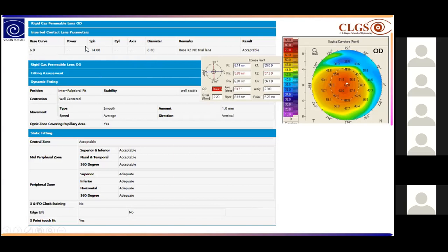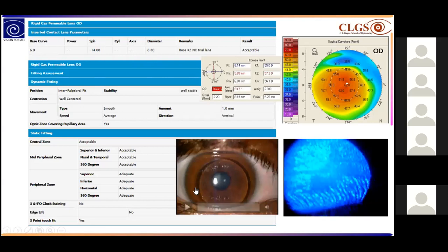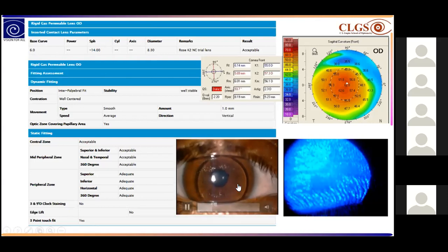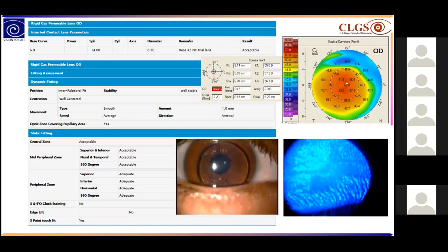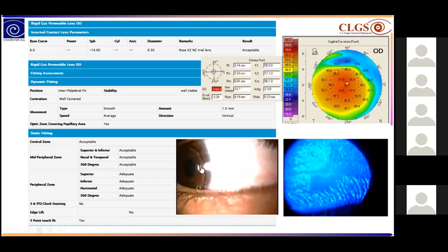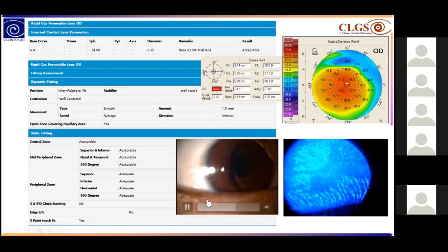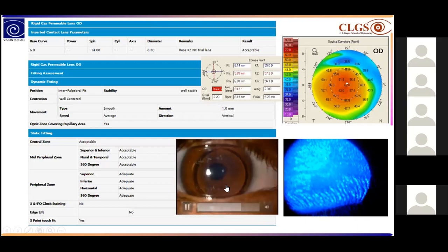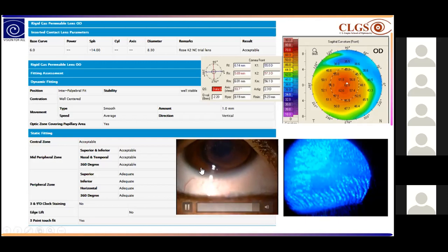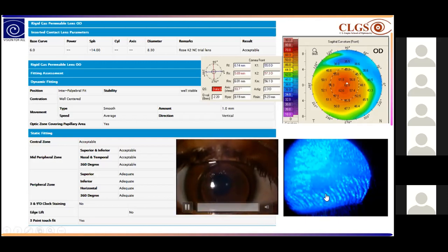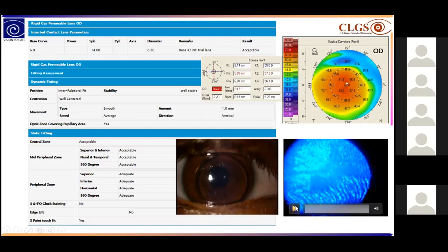With these lenses, the fitting assessment was ideal, dynamic as well as static. You can see the picture of the same patient. In the dynamic, the movement seems very less, but only by seeing this dynamic fitting we cannot judge whether the lens is flat, tight or ideal. In the dynamic you have to see the position, centration, movement and stability of the lens. There is no crossing of the limbal area in any of the gazes, so this is an ideal dynamic fitting, except the movement.